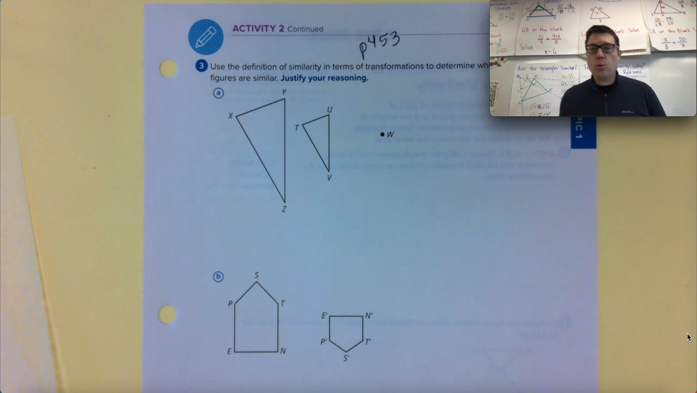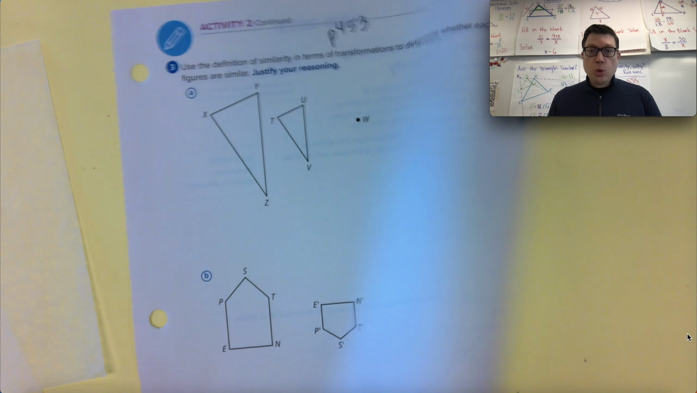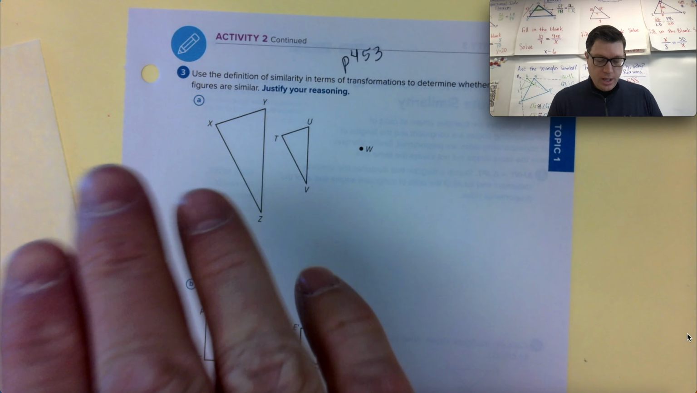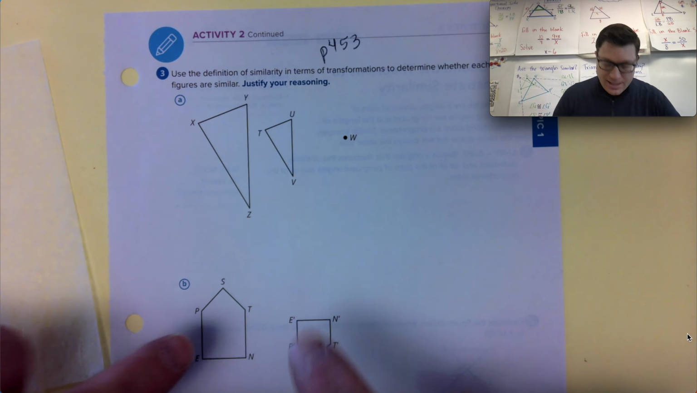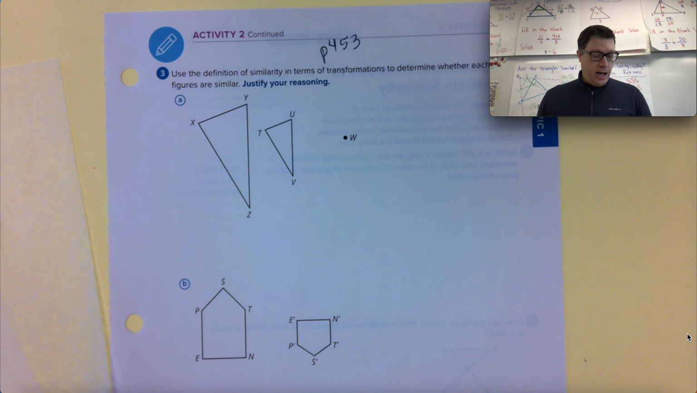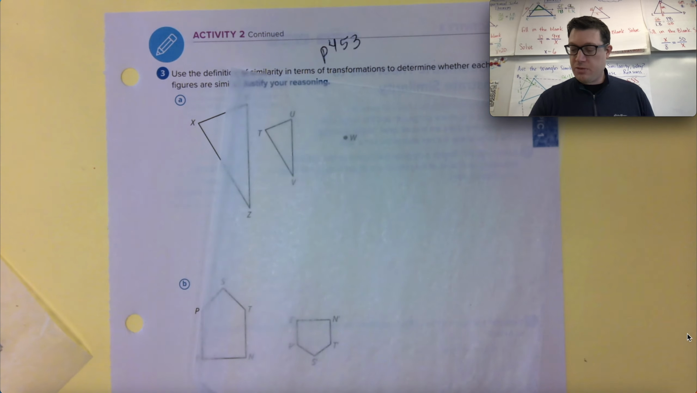Module 3, Topic 1, Lesson 1. Page 453, this is about similarity, and in this activity we're going to use some tools and some justifications to show whether or not this triangle is similar to that one, or the pentagon is similar to the other pentagon. I have tracing paper, a compass, a highlighter, all sorts of materials.